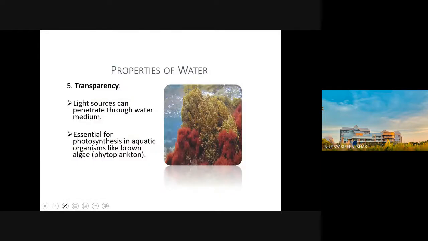Okay, so the next property of water is transparency. Water is clear, jernih, transparency. So this property of water will allow aquatic plants, for example, to obtain light energy in order to carry out photosynthesis. So they have to absorb light energy. Through transparency, it allows light to penetrate the water and be absorbed by the aquatic plant.